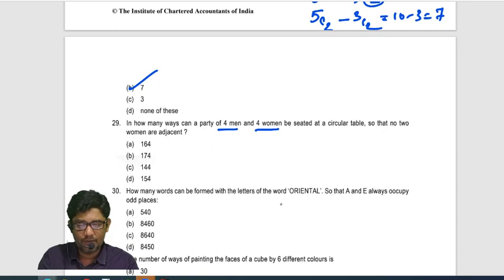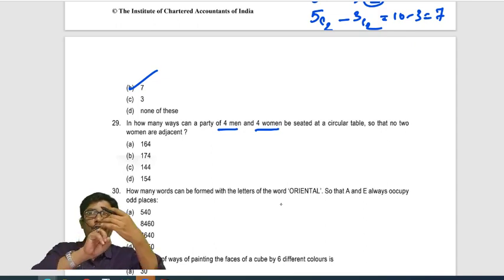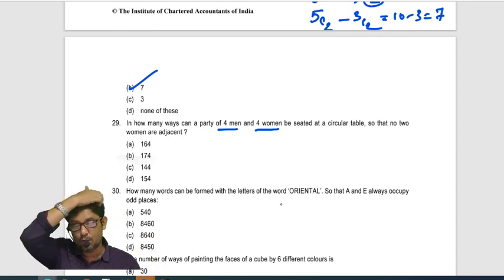Now, in how many ways can a party of 4 men and 4 women be seated at a circular table so that no 2 women are adjacent? That means no 2 women are sitting next to each other.